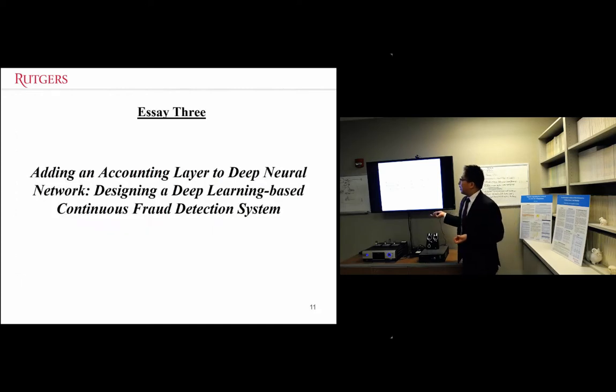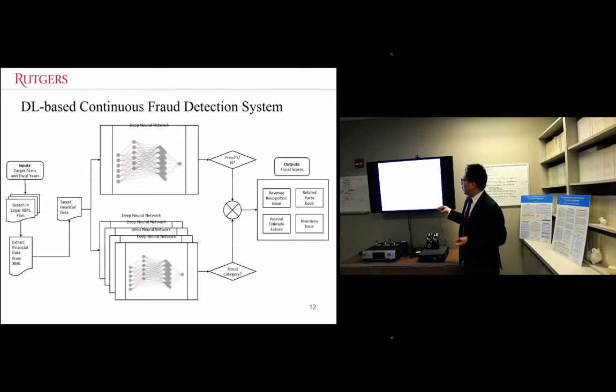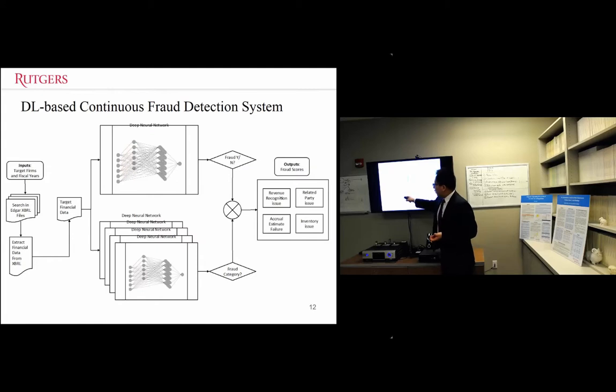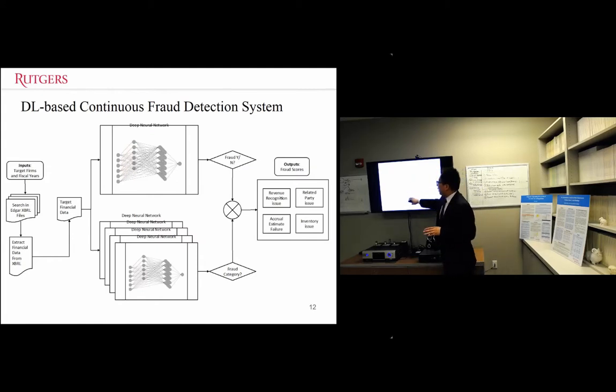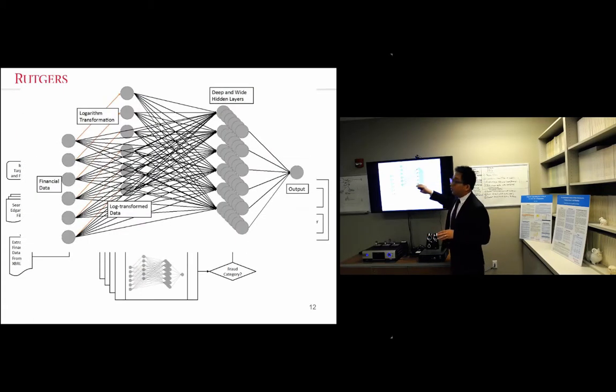In the third essay, we use the deep learning technology to build a continuous fraud detection system, where we have many neurons that can detect the different fraud and fraud categories, and inside of this neural network we have multiple layers to transform the financial data to different categories.